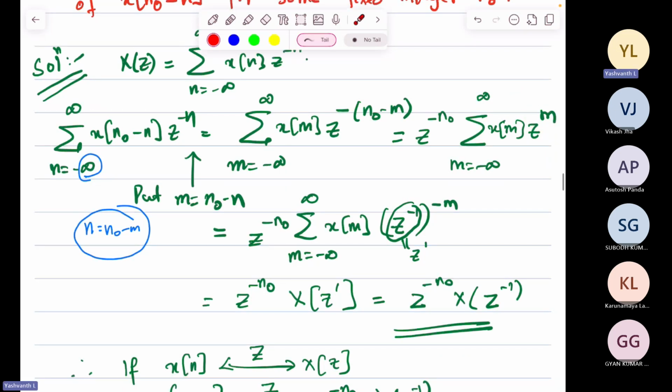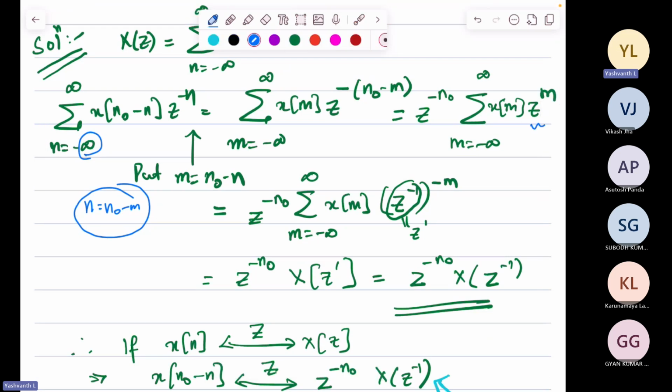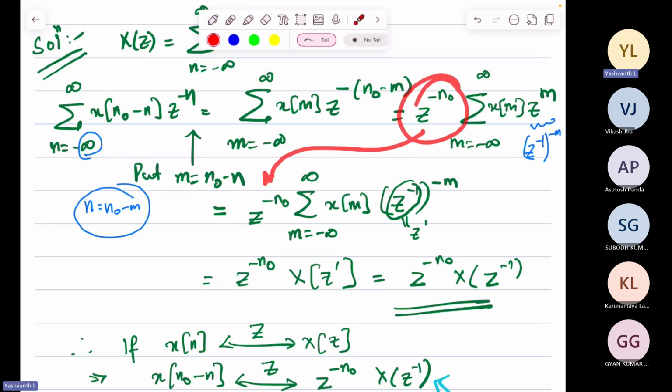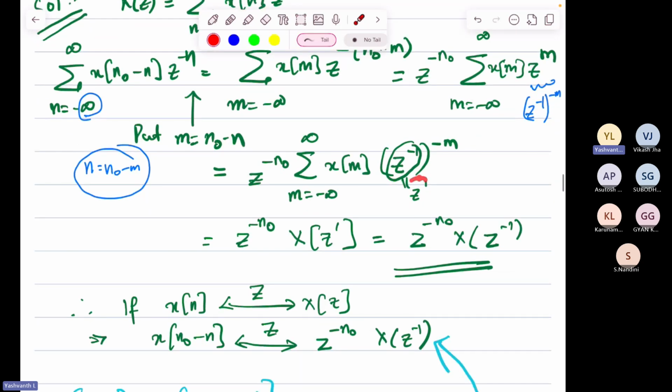Now what I will do, I can write this z power m as z power minus 1, power minus m, so that minus 1 into minus m equals m. So that is what I'm doing in the next step. I'm writing z power minus n naught outside, summation over m of x of m into z power minus 1, power minus m. Now I will consider z power minus 1 as some z dash.